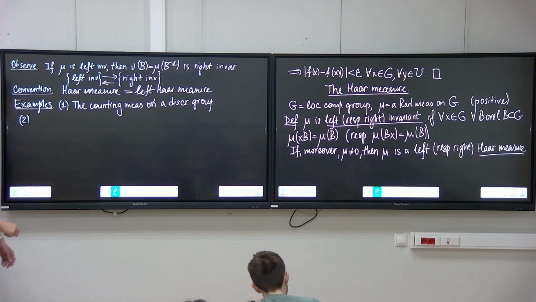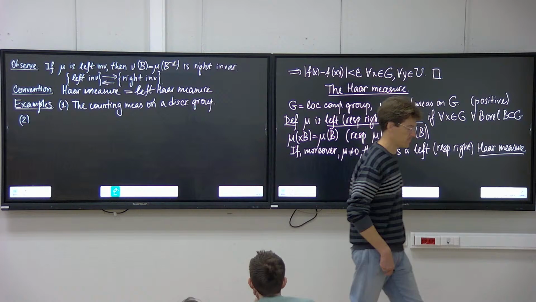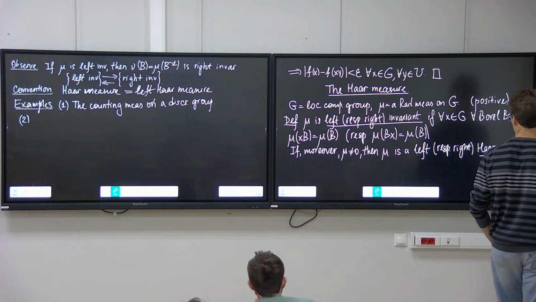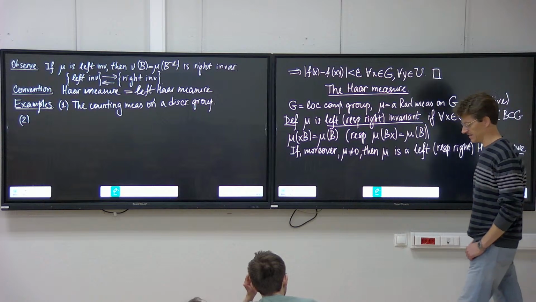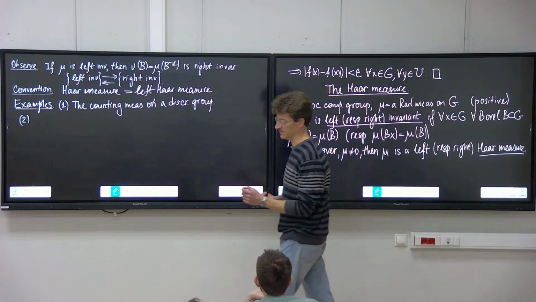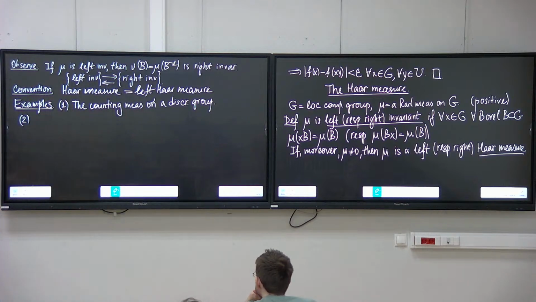And what if G is not discrete? Well, it's still left and right invariant. But it is not a Haar measure, because, well, try to understand why it is not a Radon measure. The measure of a compact set is required to be finite. So if G is not discrete, then the counting measure is not a Radon measure.